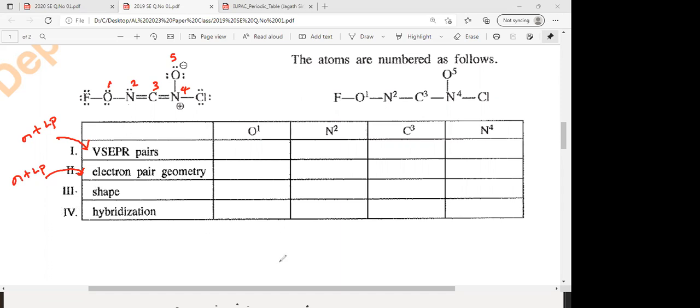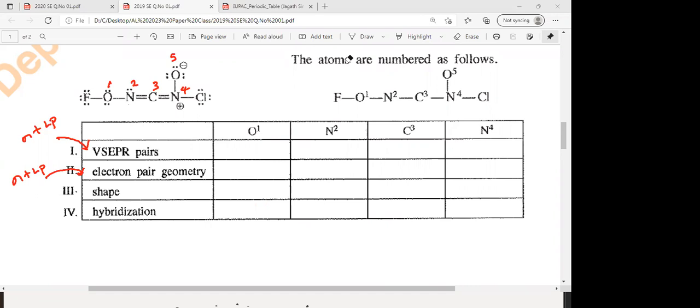Right, now for VSEPR pairs, take oxygen. You can post the answer on chat for the part. Better draw oxygen and write all of these answers for oxygen, putting commas, vertically downwards. Oxygen equals what? This comma, this comma, this comma, like that. Then it's easy.